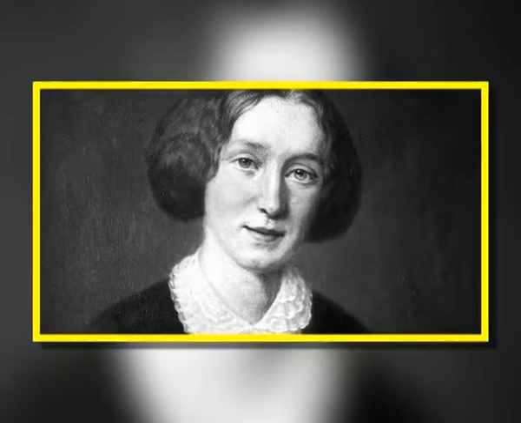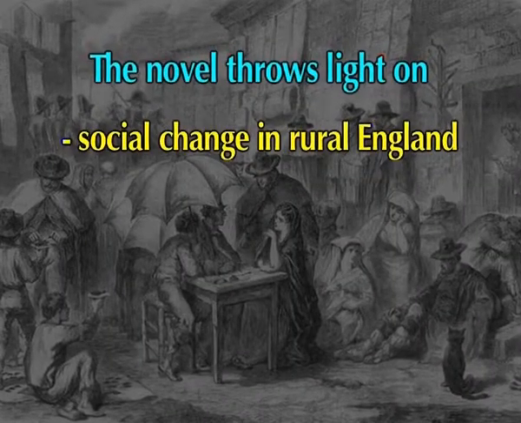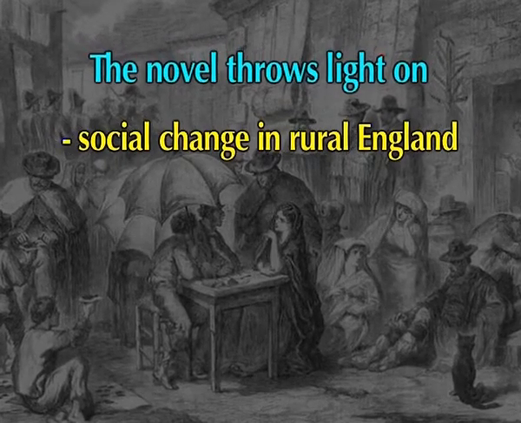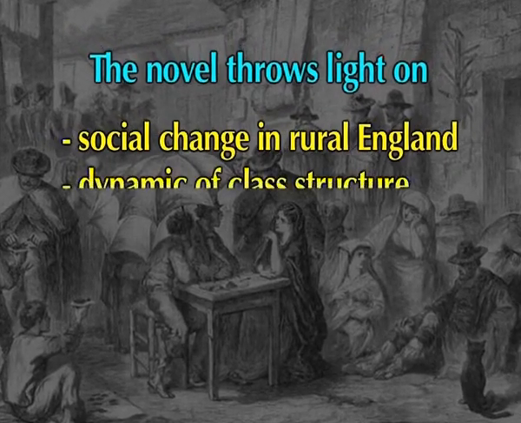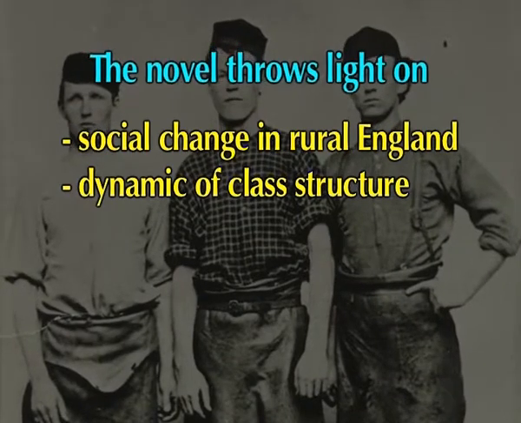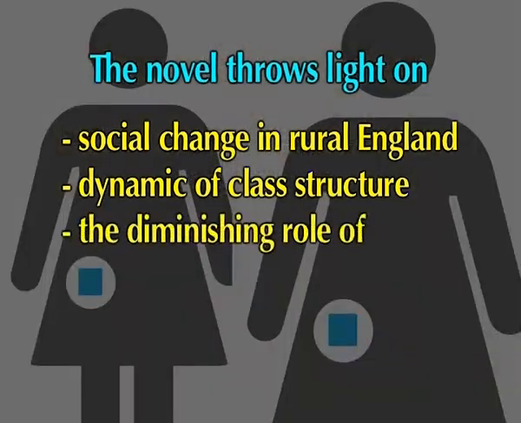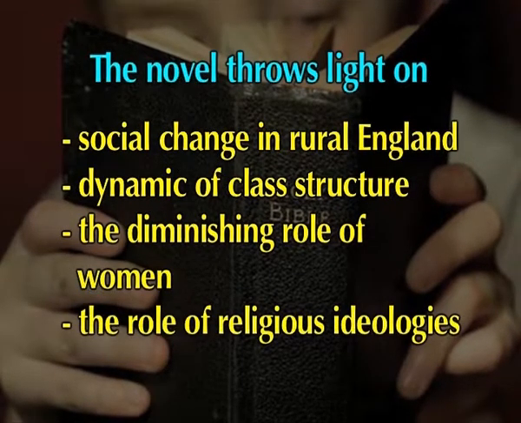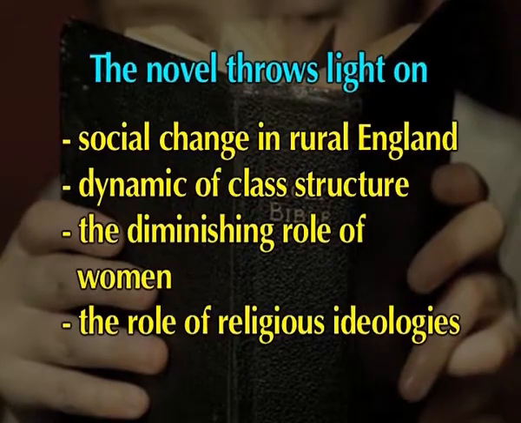Now, let us examine the main themes in Felix Holt, the Radical. George Eliot's work introduces many themes. The novel throws light on the social change in rural England, the dynamics of class structure, the diminishing role of women in 19th century England, and the role of religious ideologies.